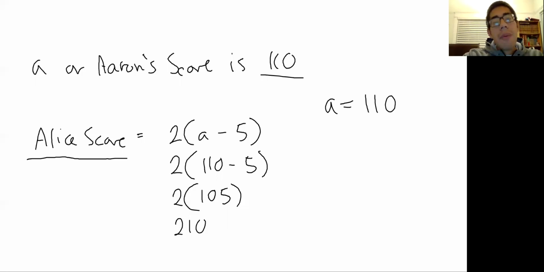So we're going to use that, and we're going to plug that in. So here we have 2 times the difference of 110 minus 5. So 110 minus 5 is going to end up being 105. And we have 2 times 105. That gives me Alice's score, right?